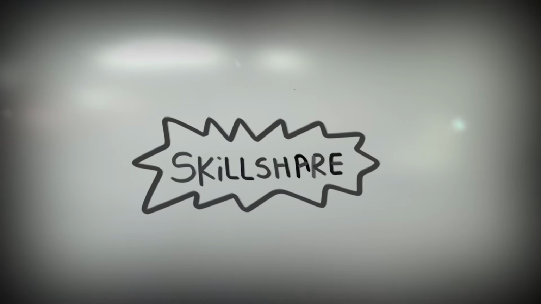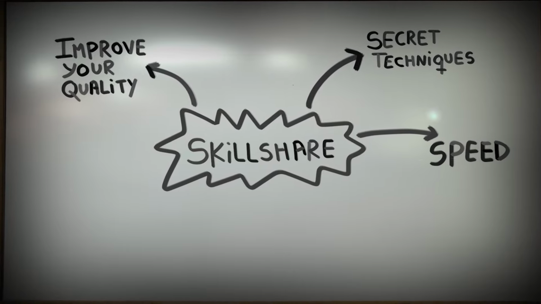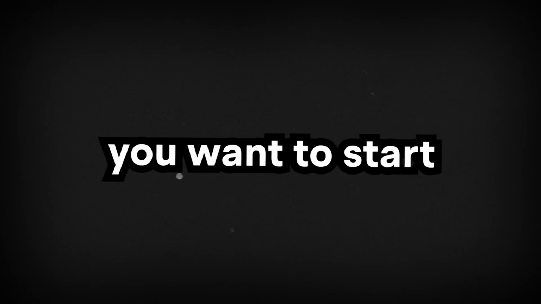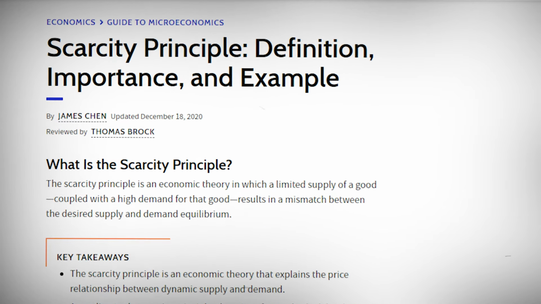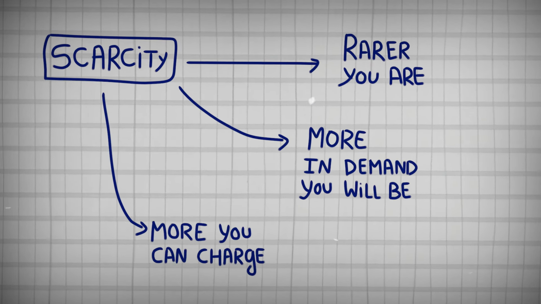And by doing that, you'll be able to learn secret techniques for improving your quality, but also your speed, which will help with being more reliable and your flexibility down the road. So to improve all six characteristics at once, you'll want to start by studying courses from reputable creators. That way, you'll also be capitalizing on the economic principle of scarcity, which simply means that the rarer you are, the more in demand you'll be and the more you can charge.